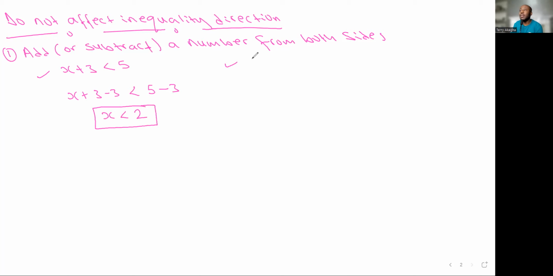Now, the same thing, if you have x minus 2 is greater than 4. The same principle, we're going to add 2 to both sides. It's going to be x minus 2 plus 2 is greater than 4 plus 2. So we're adding 2 to both sides, and x is going to be greater than 6. You can also see that in this case the direction will not change.